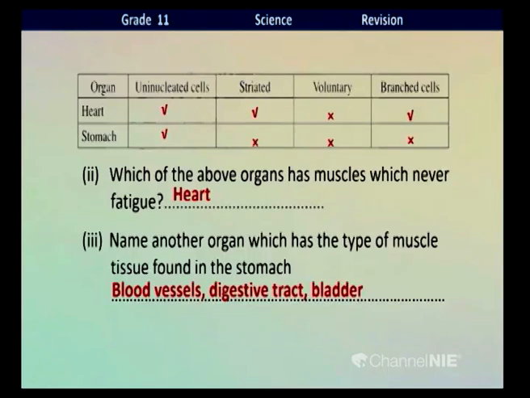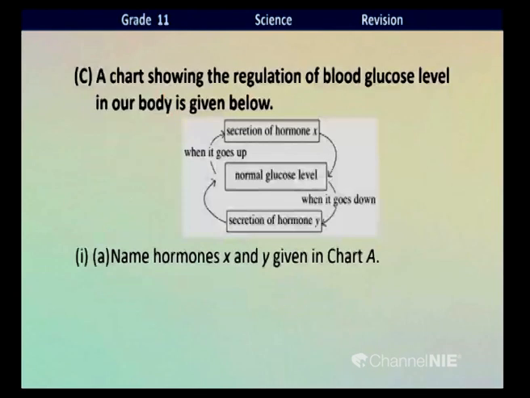Then what are the other places in the body, other organs where smooth muscles are found? In the blood vessels, the wall of blood vessels, in the urinary bladder, in other parts of the digestive tract. In all these places, smooth muscle tissues are found. Okay. You can write any one answer out of the three given. Then part C of the same fifth question.